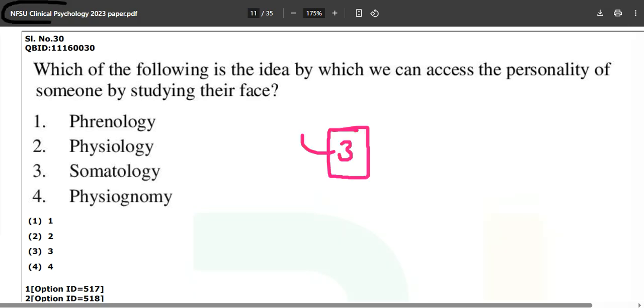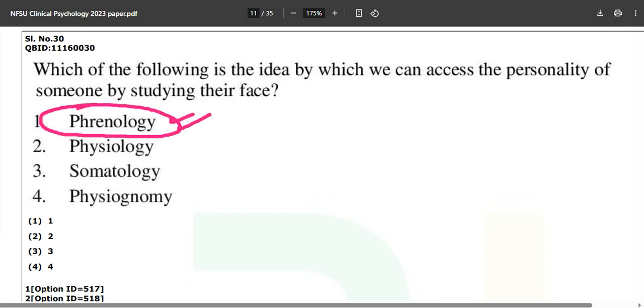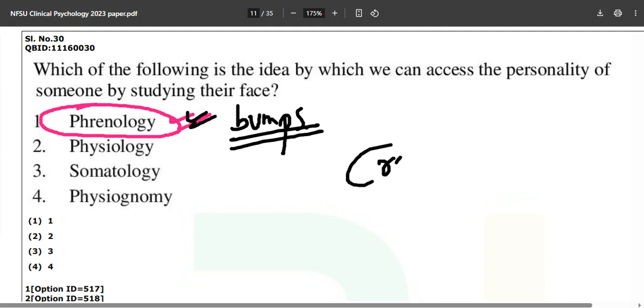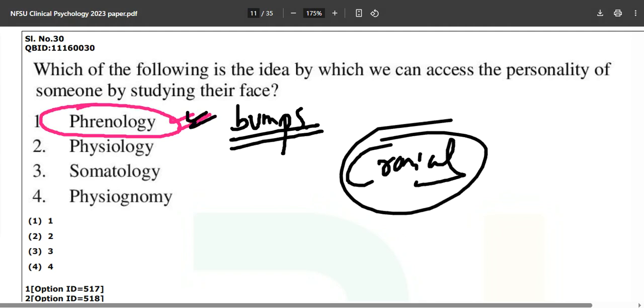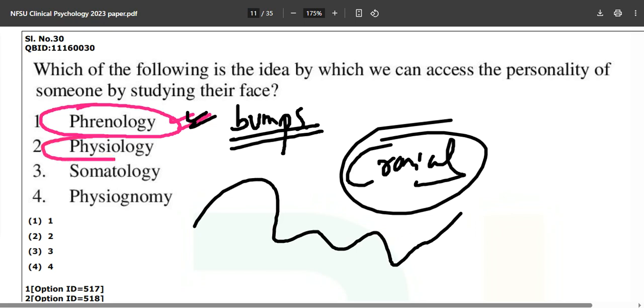Very interesting. And what is the correct answer for this? We will talk about phrenology first. This is not going to be the answer because it has to do with the surface of our head, how many bumps we have in our skull, the cranial area completely. It studies how many bumps there are, how many tracts there are. And in physiology, our body structure will come into the picture, so obviously that is not going to be the answer.